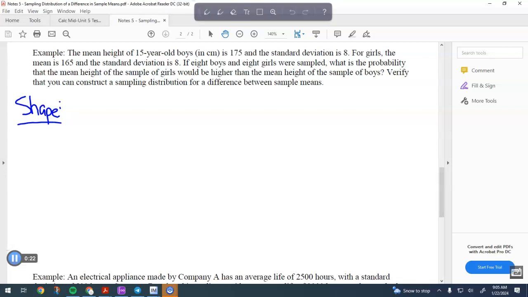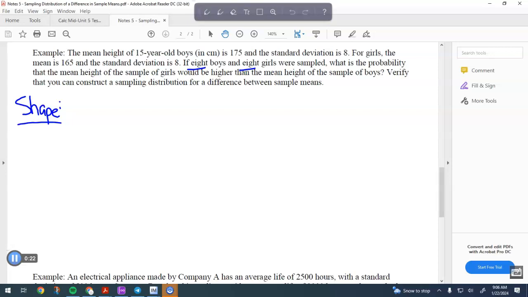There are 2 ways that can happen, and they're both not applicable. So I know that the distributions are approximately normal if what? There's 2 things. It's got to be greater than or equal to 30. Well, I took 8 boys and 8 girls. 8 is not greater than 30. 8 is less than 30. Or what's the other way?